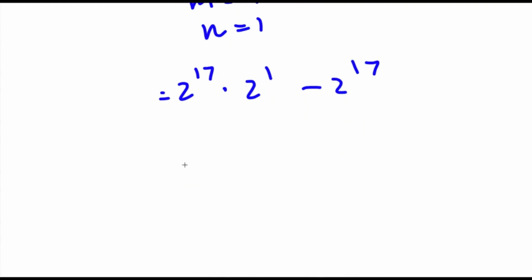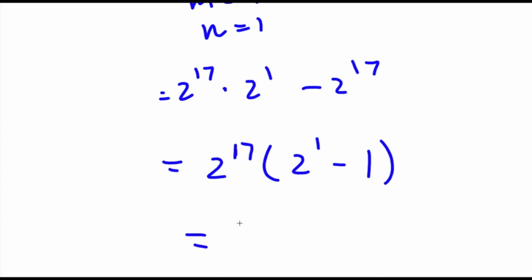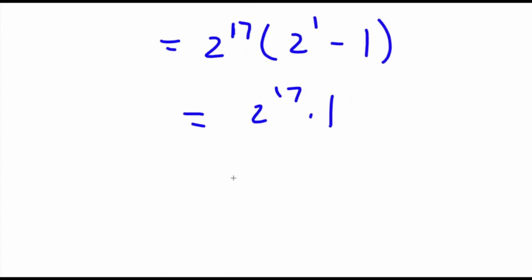Now from here, I can go ahead and factor out 2 to the power of 17. So now I have 2 to the power of 17 times 2 to the power of 17 times 2 divided by 2 to the power of 17, simply just 2 to the power of 1, minus 2 to the power of 17 divided by 2 to the power of 17 is simply 1. Now 2 minus 1 is going to be 1, so now I have 2 to the power of 17 times 1, which is equal to 2 to the power of 17.